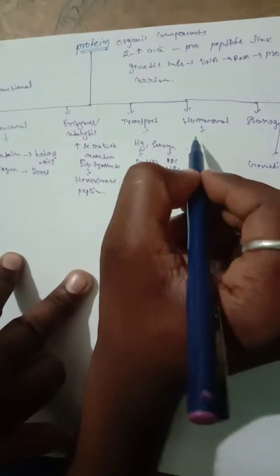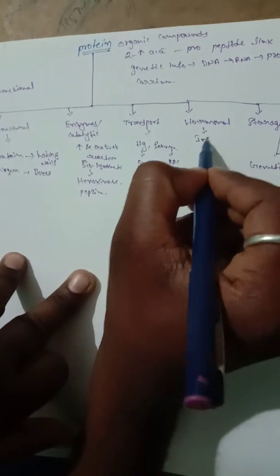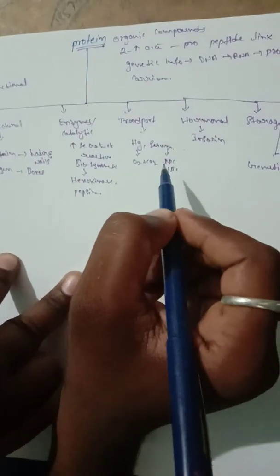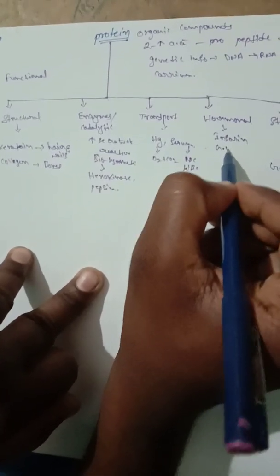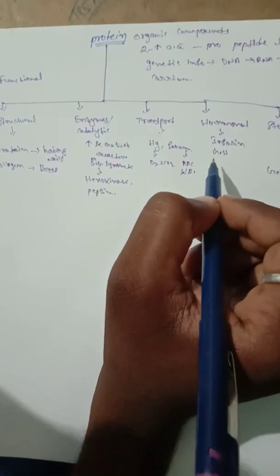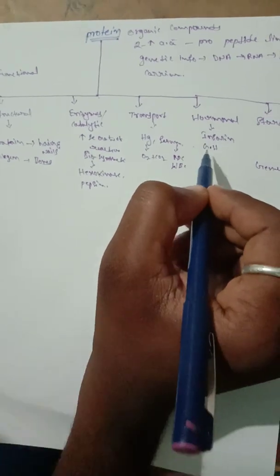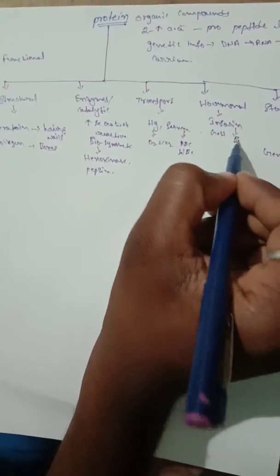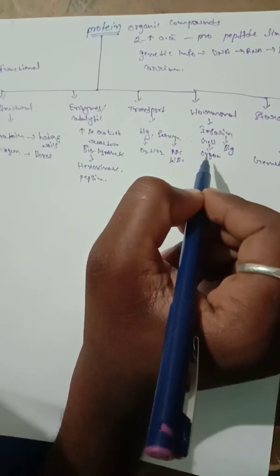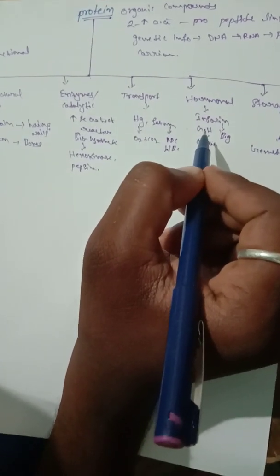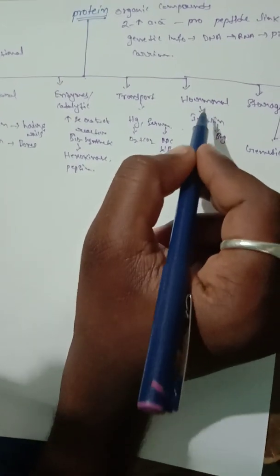The next one, hormonal proteins. The hormonal proteins example is insulin. The next one, growth hormone. Insulin maintains the blood glucose level in the body. The growth hormone maintains the organ size. So the hormones maintain the normal values in the body.